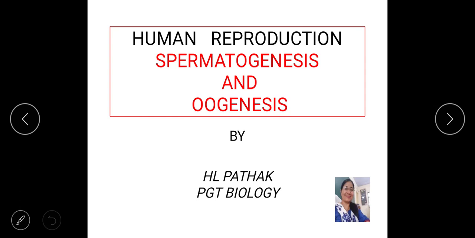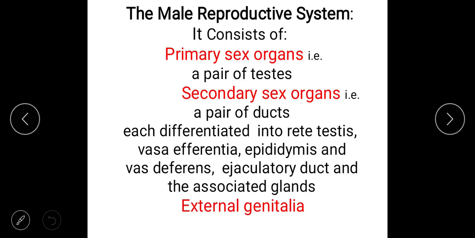Dear students, today I am with the third chapter of class 12th biology, that is human reproduction. In this PPT, I am just going to deal with the male as well as the female reproductive system and the processes that take place in them, such as spermatogenesis and oogenesis. Let us start with the male reproductive system.